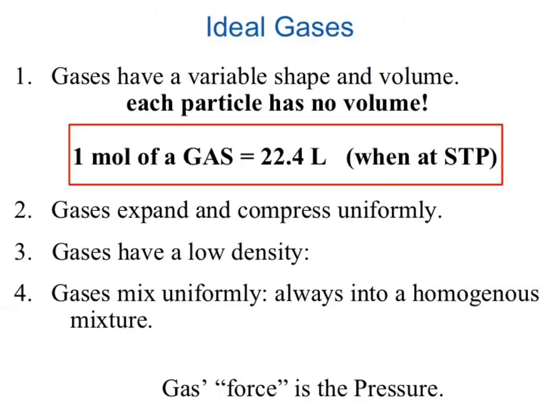So, a couple things we now want to push a little bit further is ideal gases. We want to look at a couple of these things a little bit closer. Gases have variable shape and volume, and we address that. One of the subtleties, or approximations, that comes out of that is that each particle has no volume. We have to make that assumption for a lot of these other things to work for us.